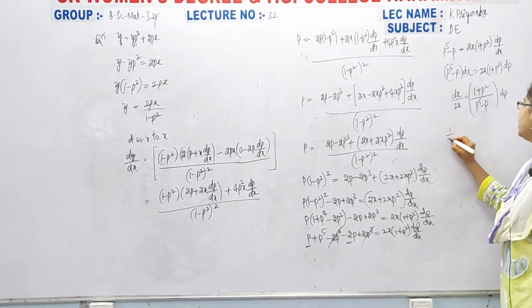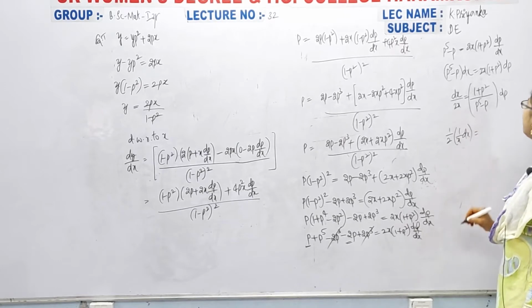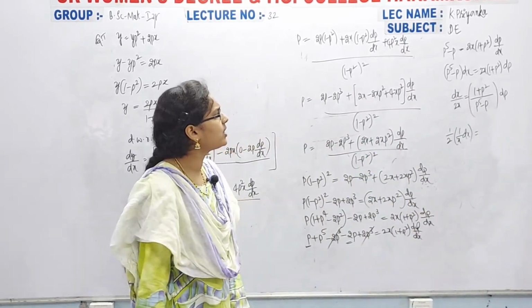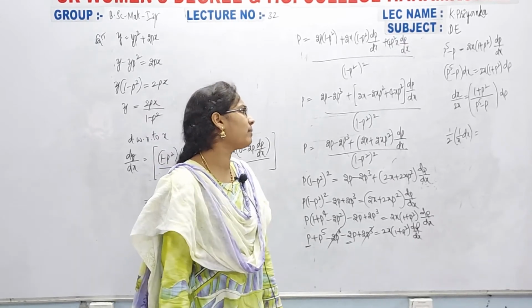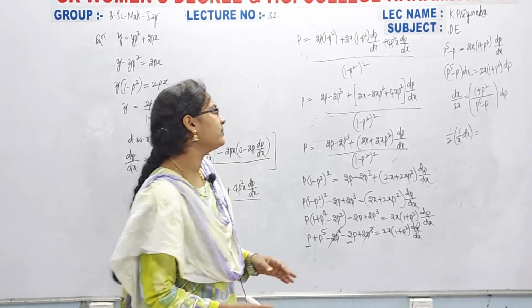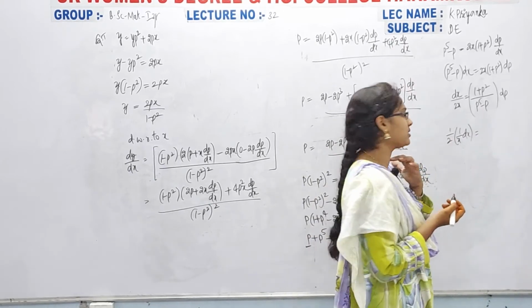Now, 1 by 2 of 1 by x dx equals 1 plus p square, and in the denominator I have p power 5 minus p. From this we can take minus p common. Here they took that one only. So first of all, listen carefully, and here we have to use partial fractions.